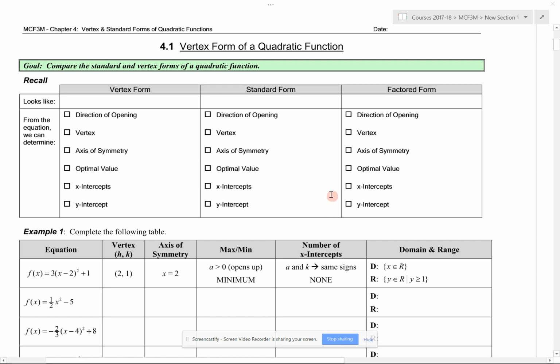4.1, the vertex of a quadratic function. So the goal here is to compare the standard and the vertex forms of a quadratic function. So let's try and remind ourselves, what are the three different forms of a quadratic function?